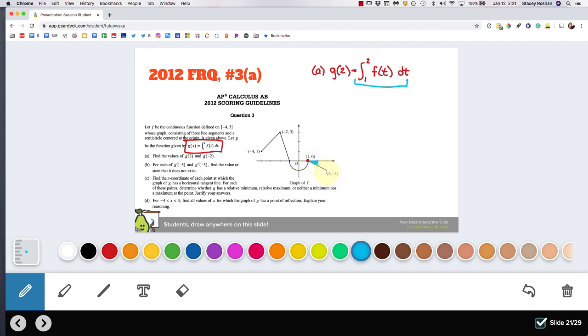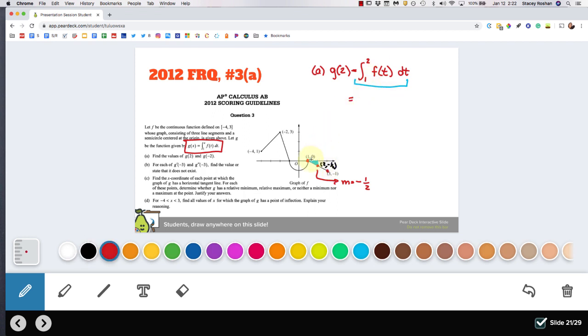This point right here is down 1 and it's over 2. To get from this point to this point, what are we doing? We're going down 1 over 2. Meaning this point right here must be down 1/2 over 1, right? Because the slope is negative 1/2. So that point right there must be 2, negative 1/2.